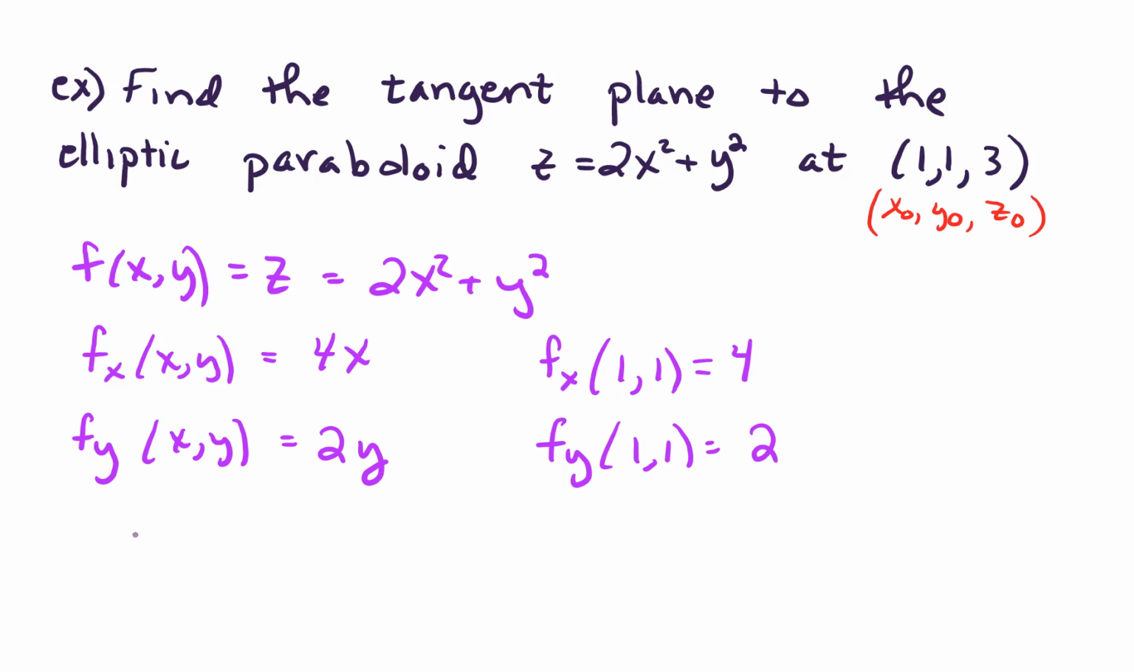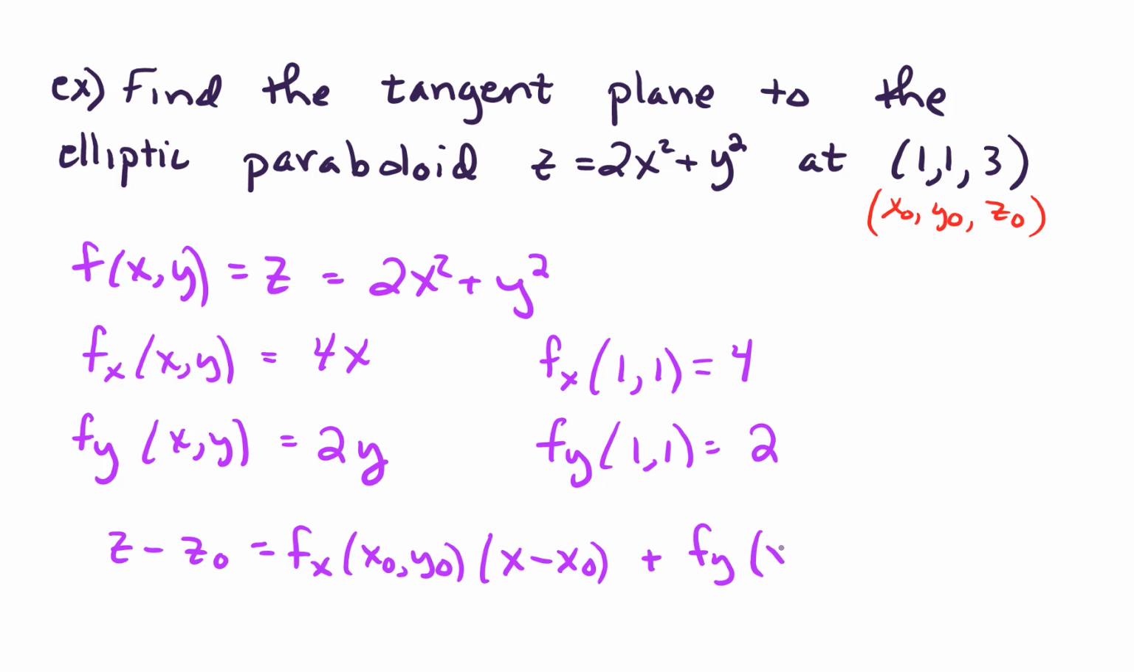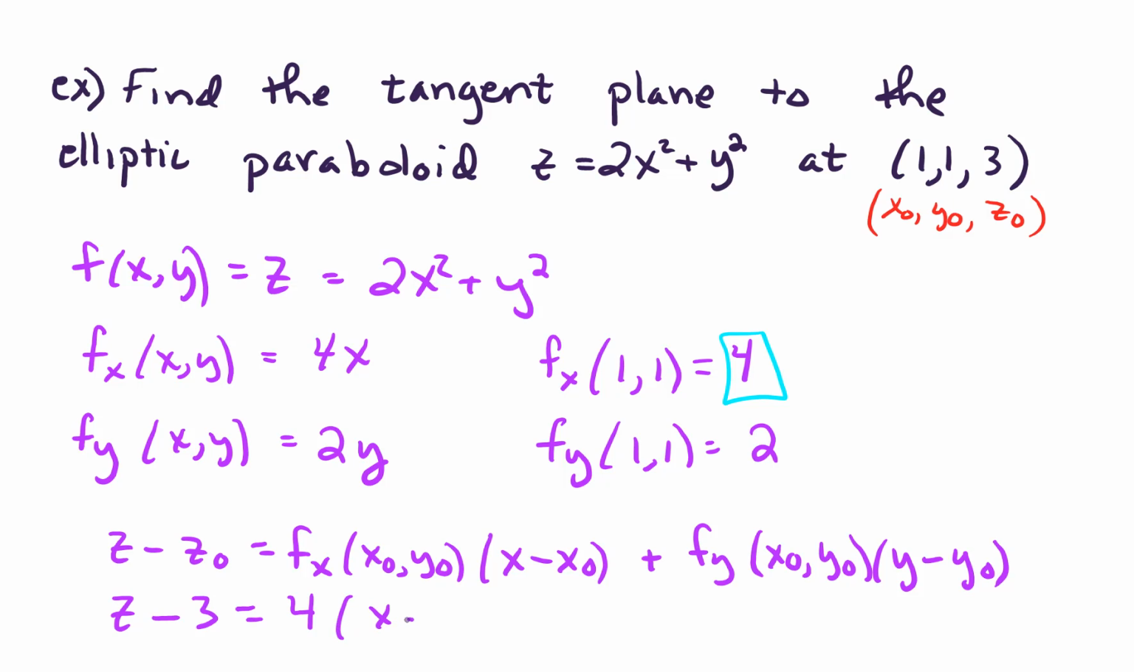So let's use our formula, z minus z naught equals the partial derivative with respect to x evaluated at x naught, y naught times x minus x naught plus the partial derivative with respect to y evaluated at x naught, y naught times y minus y naught. This means we've got z minus 3 equals 4 times x minus 1. Okay, so I'll just box in that 4. You can see where that came from.